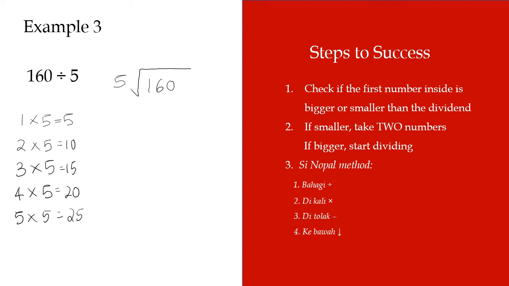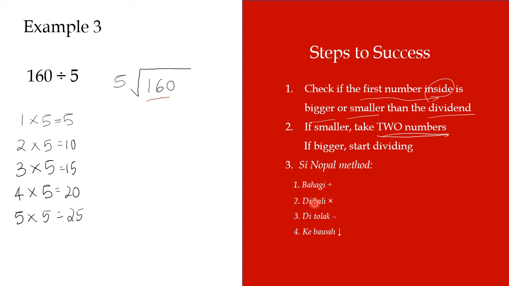So the first step is check if the first number inside is bigger or smaller than the dividend. So the first number inside is 1. So is 1 bigger or smaller than 5? If it's smaller, then you're going to take two numbers. If it's bigger, then you start dividing. So in this case, 1 is smaller than 5. So we're going to take two numbers, which is 16. Then we're going to start with our Sinopal method.